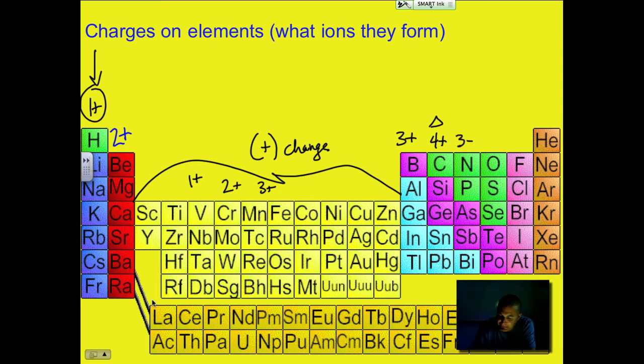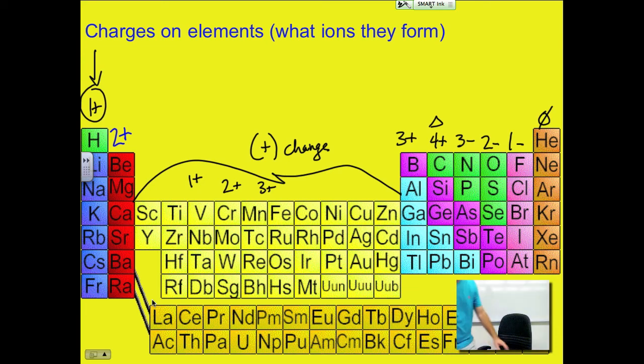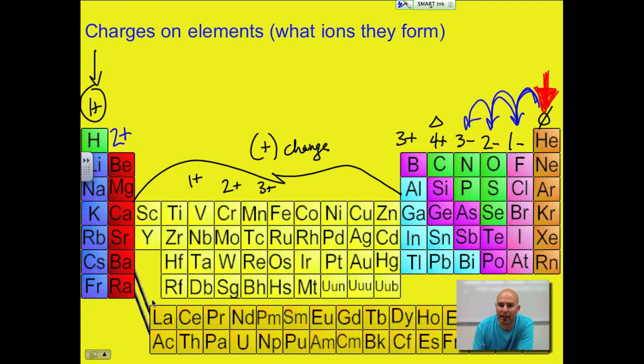Here we have 3 minus, 2 minus, 1 minus, and then of course our noble gases. So your noble gases, again, these elements all do it so they can be like a noble gas. And take a look. If this is our noble gas family right here, they're neutral. They don't want to lose or gain electrons. Notice that really we're 1 away, gaining 1. 2 away, gaining 2. 3 away, gaining 3.